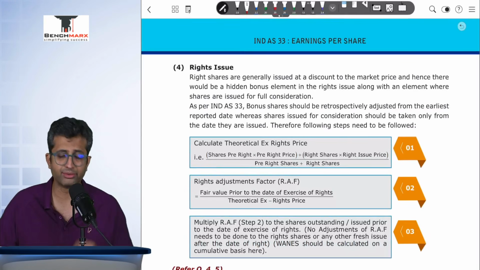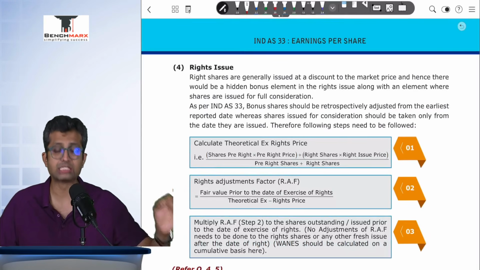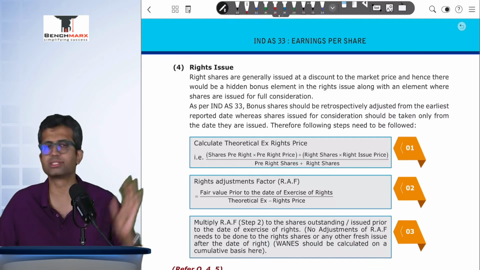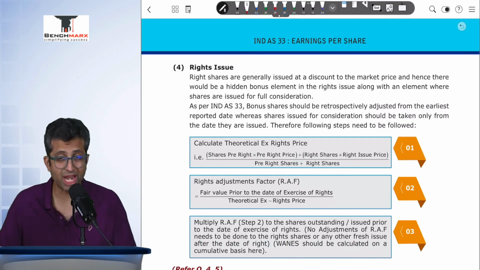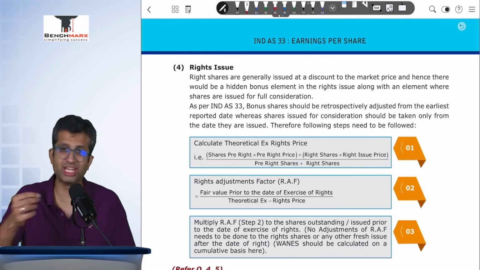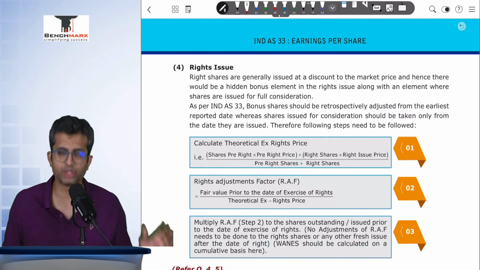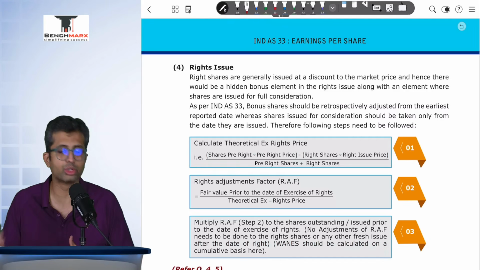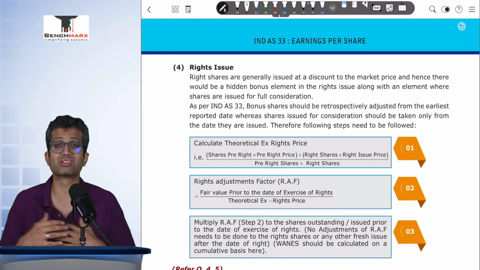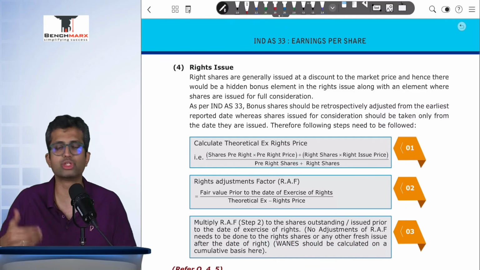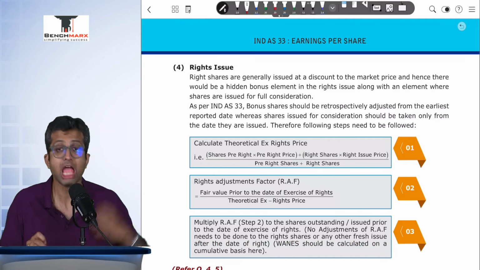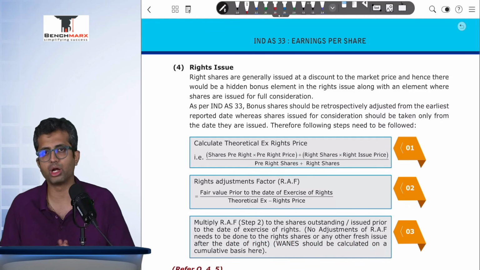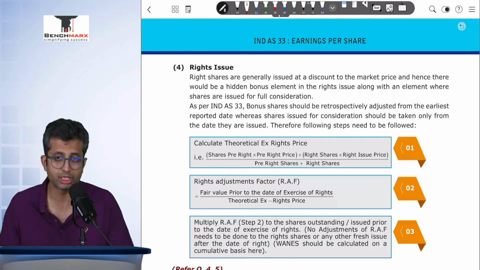So when you look at a rights issue, it is a share which is issued for lower than fair value to the existing shareholders. If the shares are issued at fair value, then you take it into the WANES from the date they are issued. If the shares are issued completely free of cost, then you take it from the earliest reported date, because these are bonus shares. However, a rights issue has a mixture of both, because the shares are issued at a discount, so there is a hidden bonus, and the shares are also bringing in some consideration, and hence there is a hidden share issue for consideration.